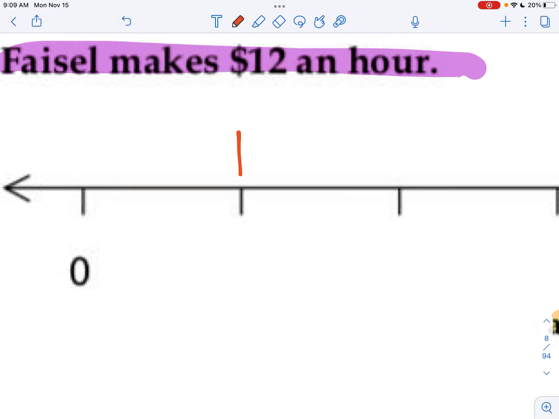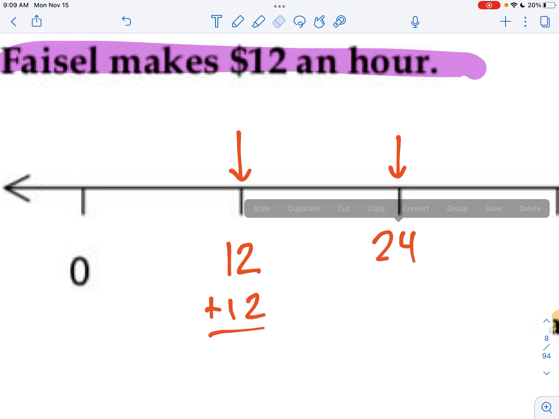Then I see a tick mark right here. That's the first tick mark. That represents 1 hour. If Faisal works 1 hour, he makes $12. Then there's another tick mark. So he makes another 12. 12 plus 12 is 24. So 24 goes right there.